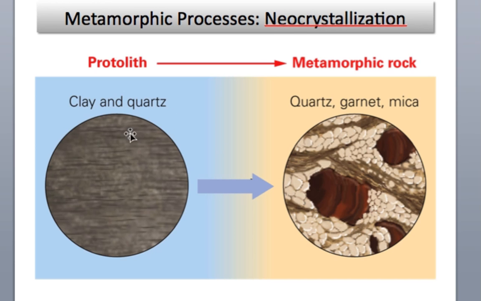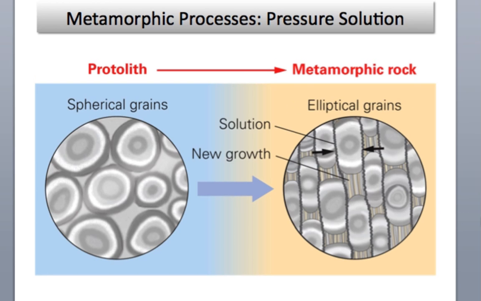In the neocrystallization, here we have clay and quartz, and as metamorphic reactions occur, we can crystallize new minerals like white mica, garnets in here, so we can get this neocrystallization that develops. And then that pressure solution, because there's a differential stress going on the side of this, we're going to dissolve material off the end of these and move them to other parts of the rock here. So we get this pressure solution and we get these elliptical grains rather than the spherical grains.